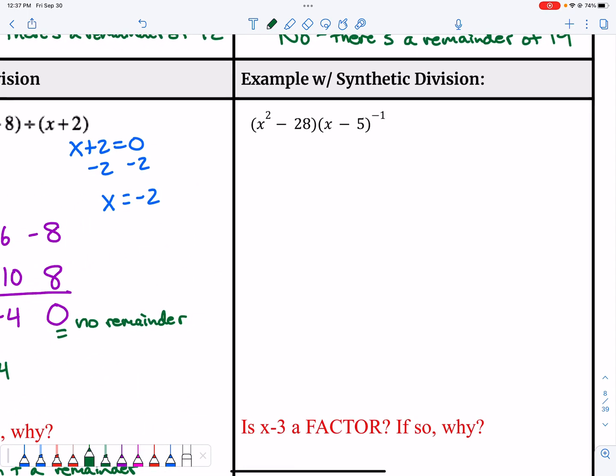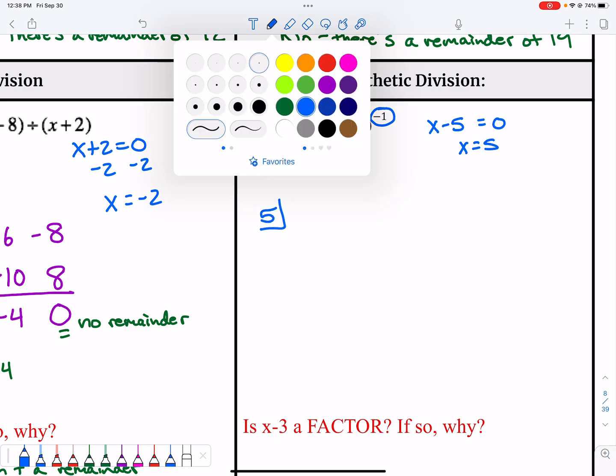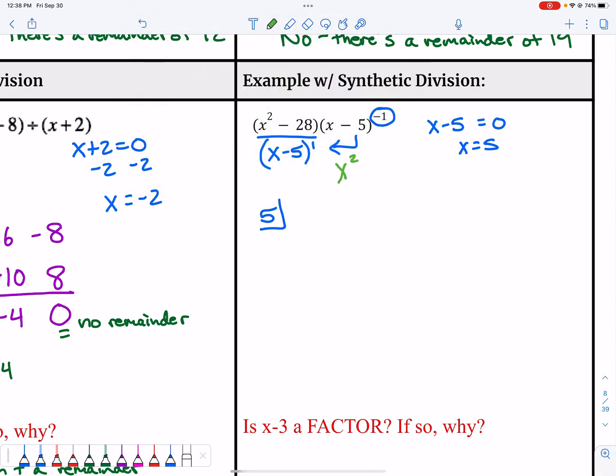If we have x squared minus 28, and then they write it this way with a -1, that just means you have to move it to the denominator to fix the negative to be a +1, and then that just basically means you're dividing. So to set it up, we can still do synthetic division. So x minus 5 equals 0 gives us x equals 5 for the root. So put that in the box to the left, and then you have x squared minus 28. So that's the same thing as x squared plus 0x minus 28. And there's a 1 in front of the x squared. So put 1, 0, -28.